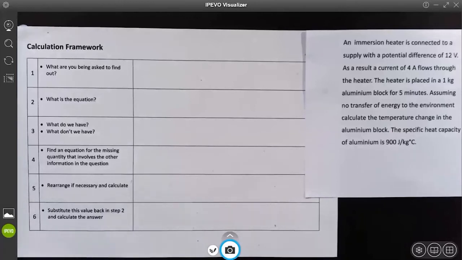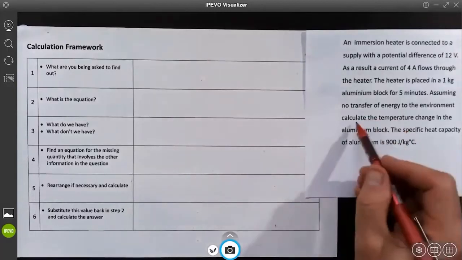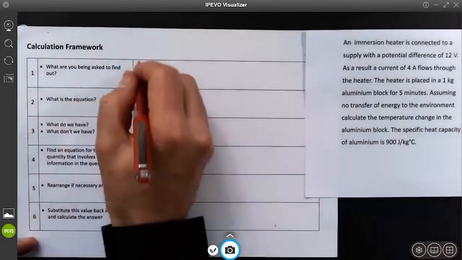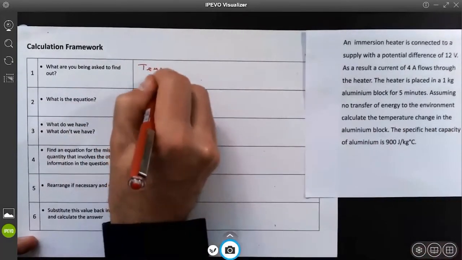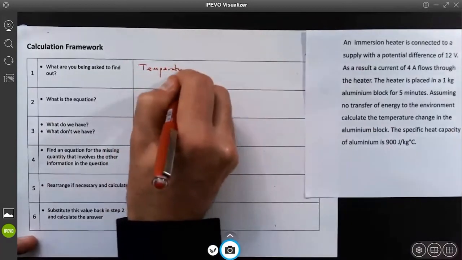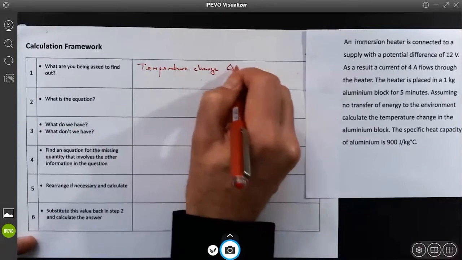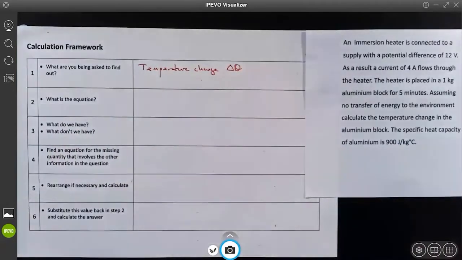So the first stage in that framework is being asked simply, what are you being asked to find out? So if we look at the question, we are asked to calculate the temperature change in the aluminium block. So what are we being asked to find out? Being asked to find out temperature change. And let's give it the correct symbol, delta theta. And so what is the equation?